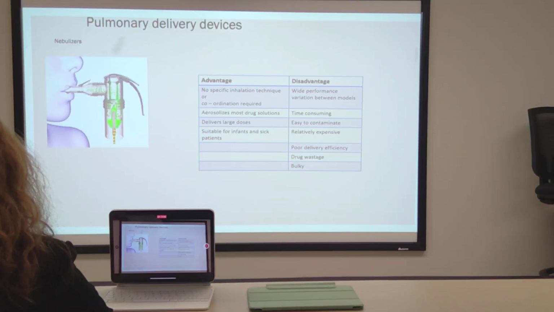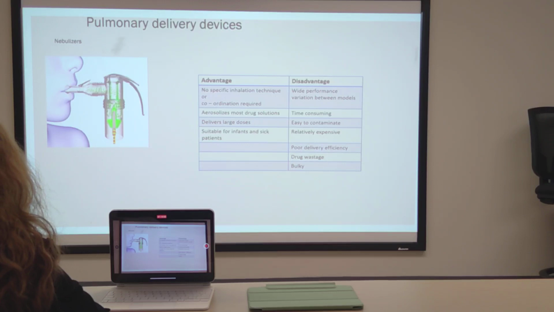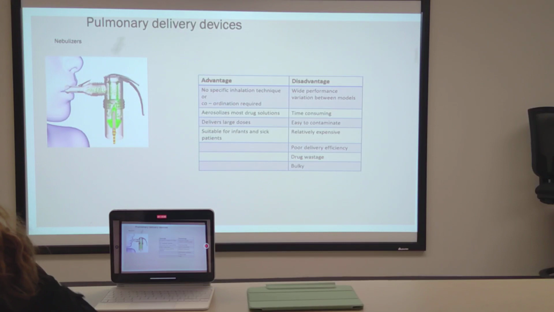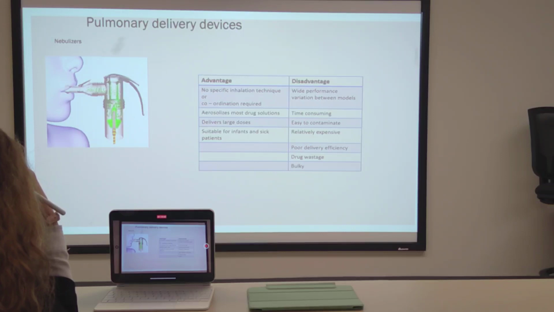The disadvantage is that it's very time-consuming to use. It is easy to contaminate, so you have to make sure that when it is being used, you're cleaning it out appropriately. It can be very expensive, but I think nowadays, with insurance and everything, sometimes the cost ends up balancing itself out. And because it does deliver a large dose of drug, people can argue that it can also cause drug wastage, and it is very bulky too.